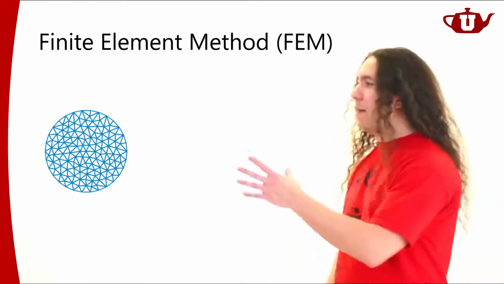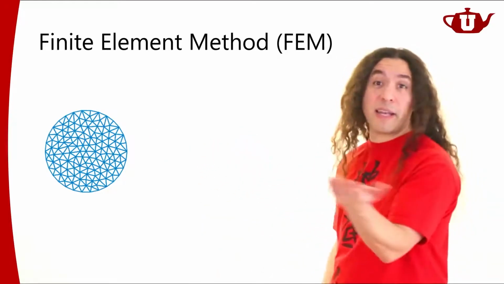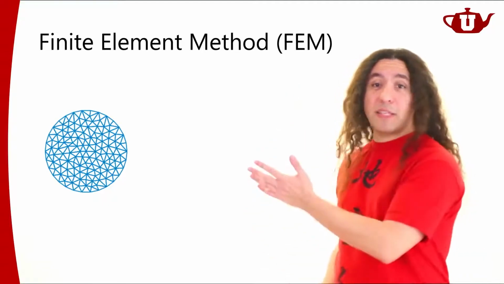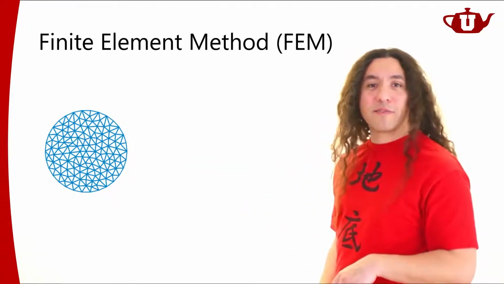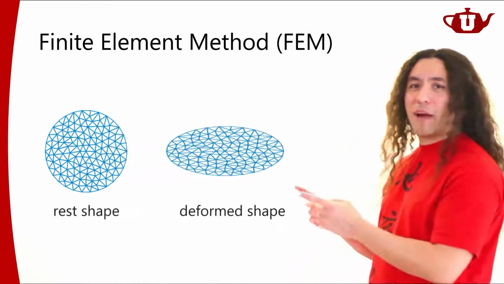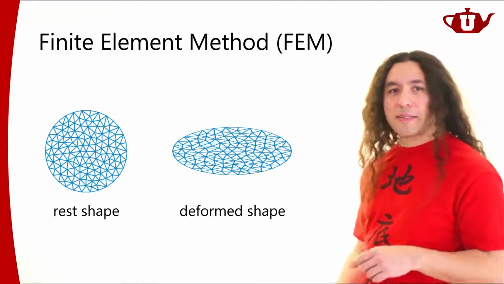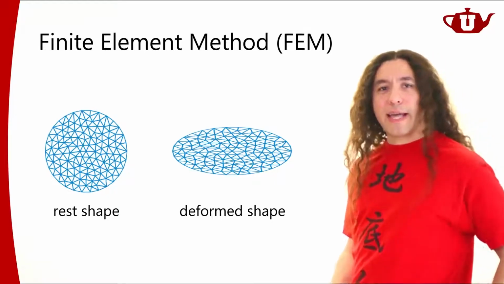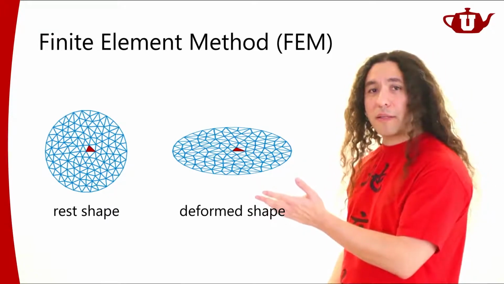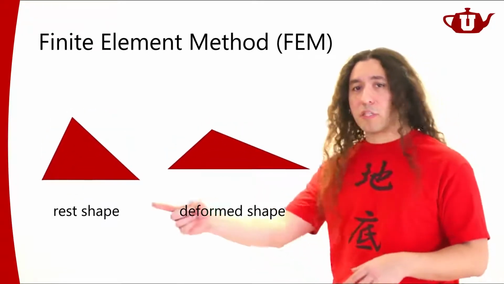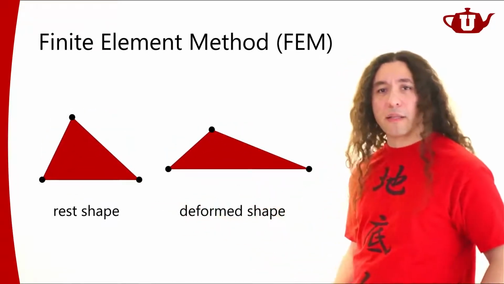Let's say that in 2D, I can implement the finite element method as well. In which case I will have a whole bunch of triangles forming this object, and if I have a deformed object, it will look like this. And the way this works is that for each triangle here, I have this original shape and the deformed shape of that triangle.